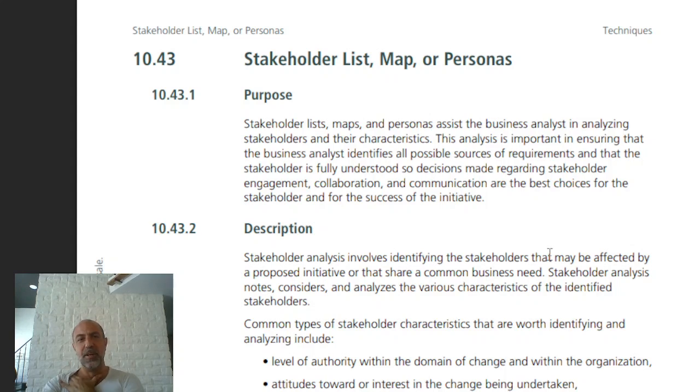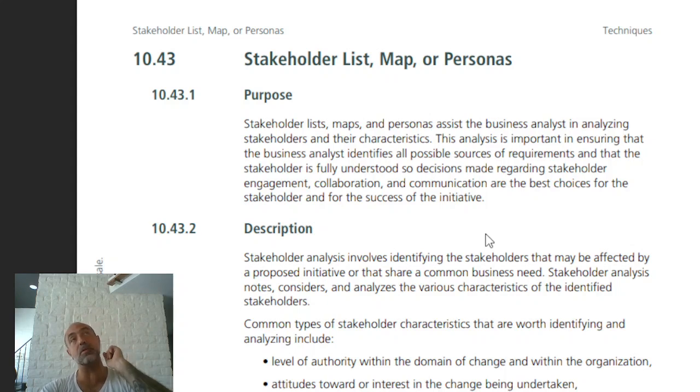Let's continue. 10.43 Stakeholder list, map, or personas. A persona is basically a character you create that feels like the person you're interacting with. A stakeholder list is you making a list of the people.